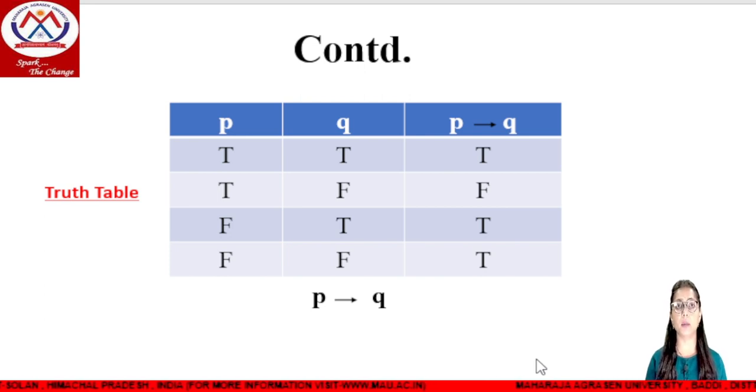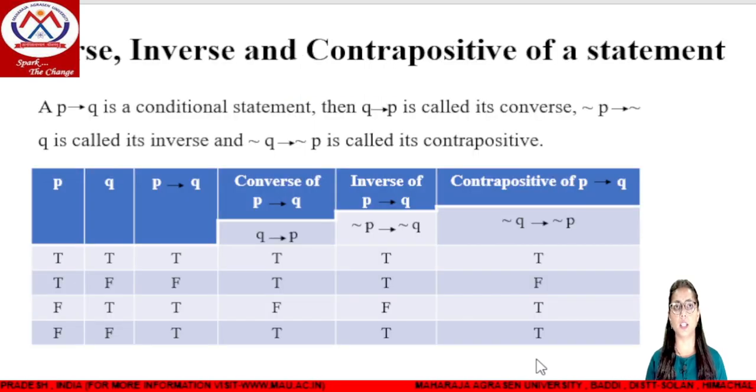But if the first statement is true and the second is false, then we will take false. So this is the condition for the conditional statements. Next we have the converse, inverse and contrapositive of the statements. So if we again have 2 statements, P implies Q, we know that is a conditional statement.